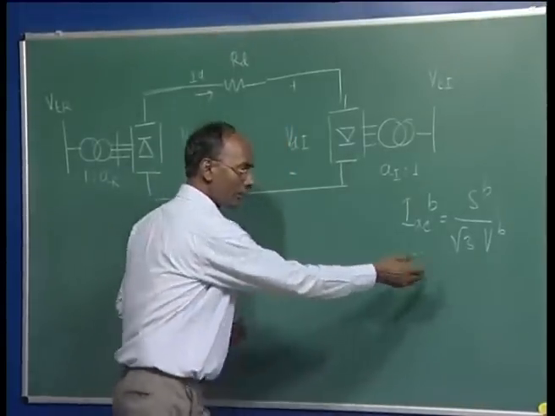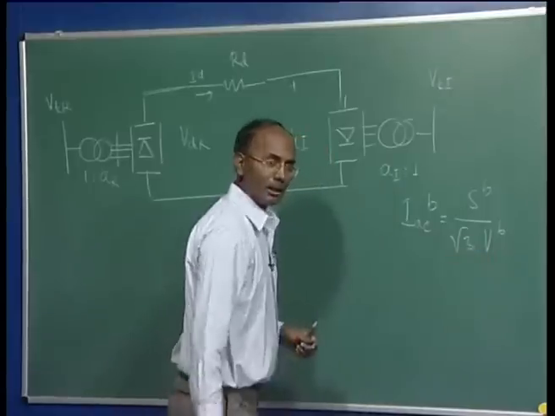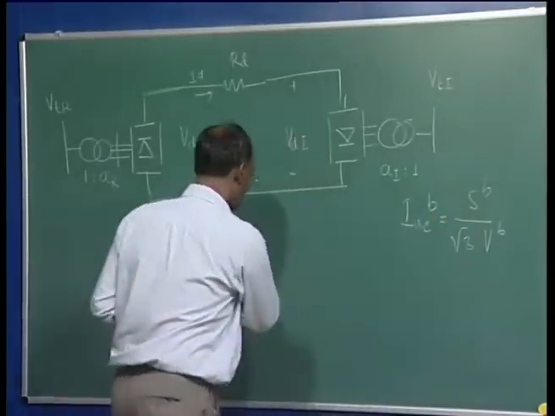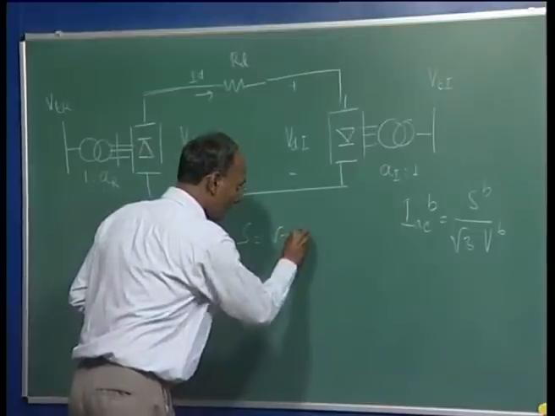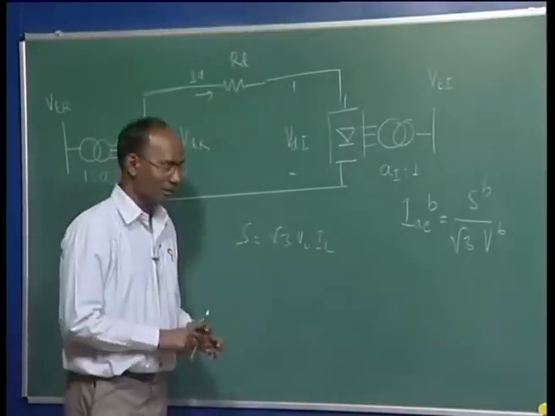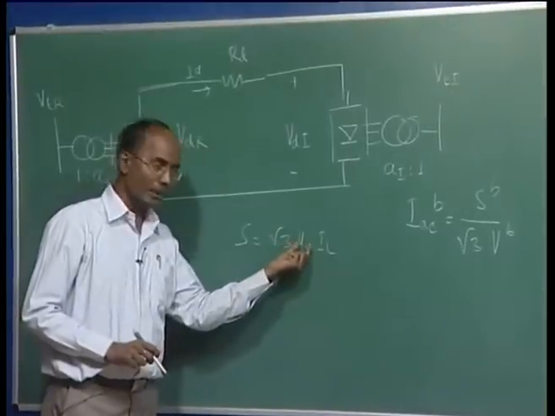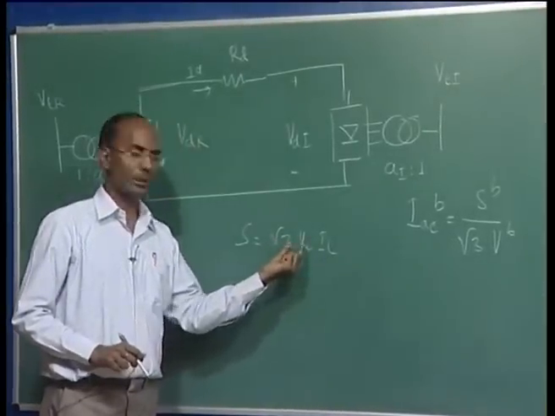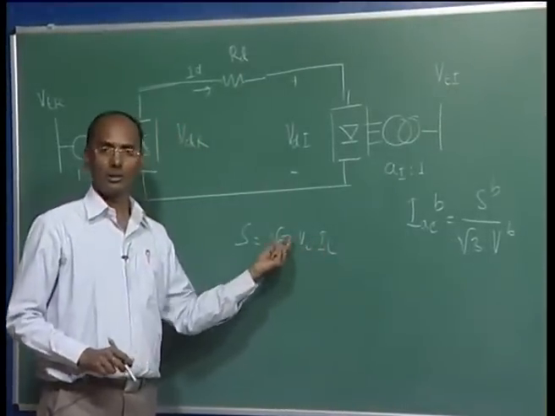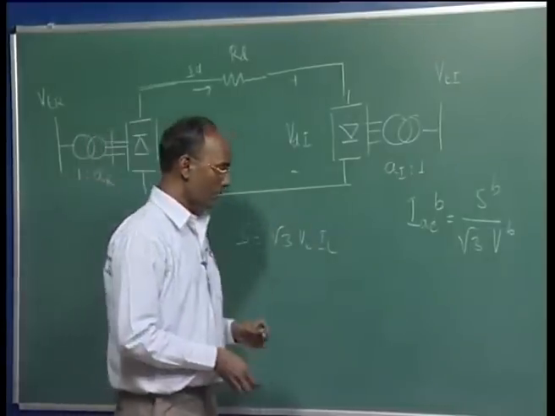Okay. Now, because it is 3-phase, line to line, the power we write is S is under root 3 VL IL. So, we are taking line to line, then it is under root 3 here. If you are taking phase here, it is 3. So, this is coming.